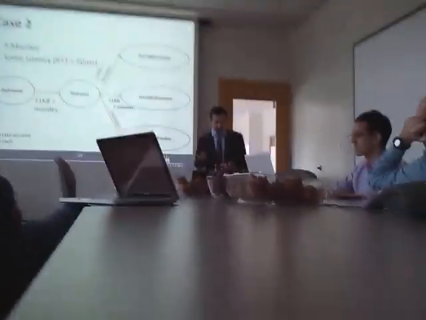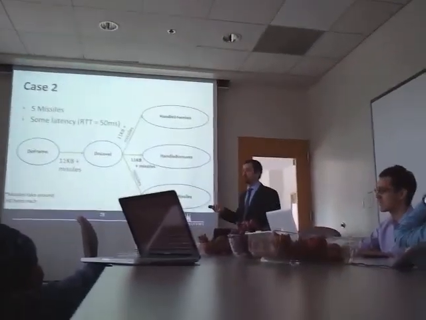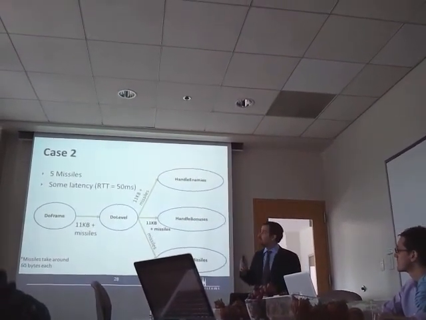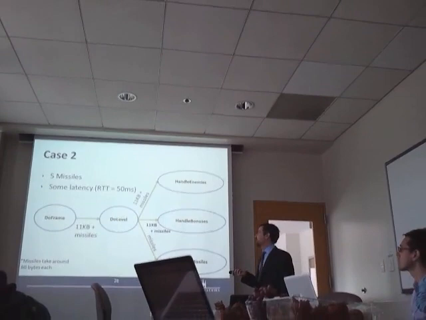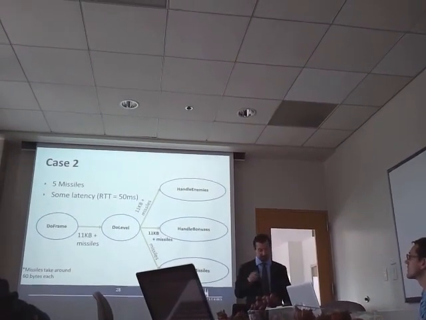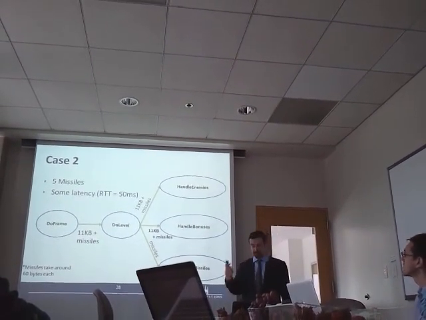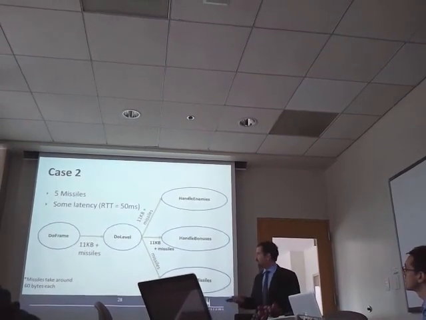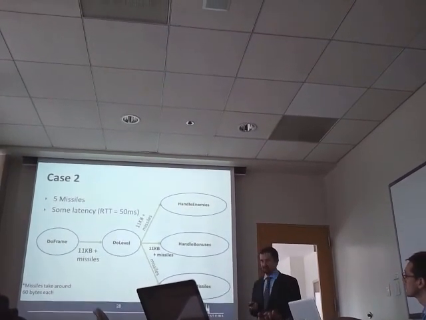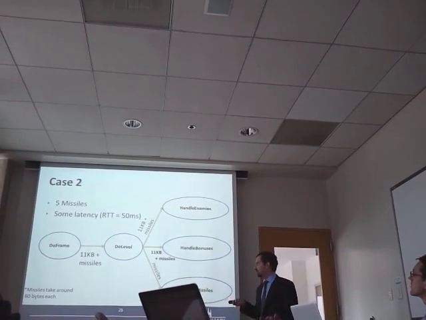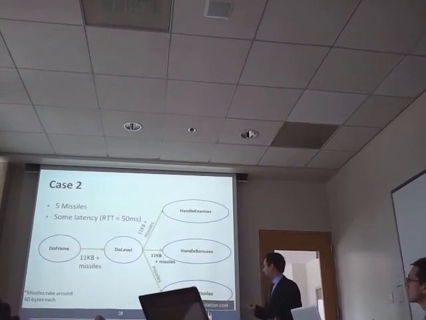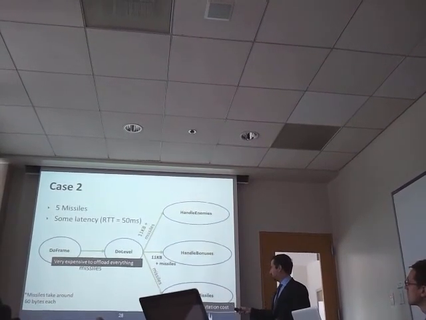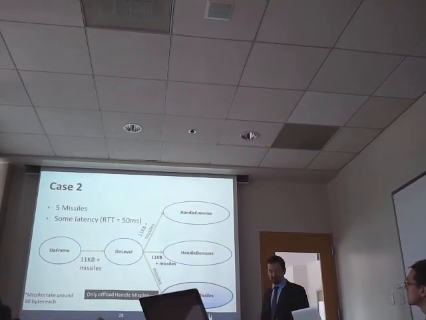And in this second case, we have more missiles. We have 5. If you were to do this on the phone, it would crawl and be super slow. And we have some latency, 15 milliseconds. In this case, offloading the 11 kilobytes will actually be more expensive than doing these locally. But just sending 60 bytes, well, 60 times 5, 300 bytes, is cheaper than doing this locally. So getting these two together, we only offload the missiles.